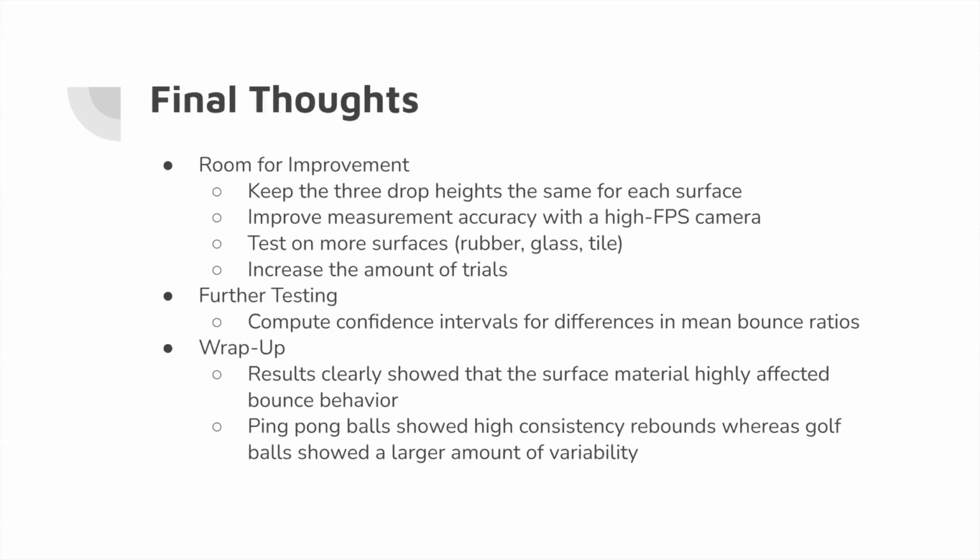Some room for improvement: we can improve the measurement accuracy with a high FPS camera. We could test on more surfaces or increase the number of trials per surface. And then maybe compute some confidence intervals for differences in the mean bounce ratios. The results clearly showed that the surface material highly affected bounce behavior, and that there's a high amount of variability with the golf balls, whereas the ping pong balls were mostly consistent.